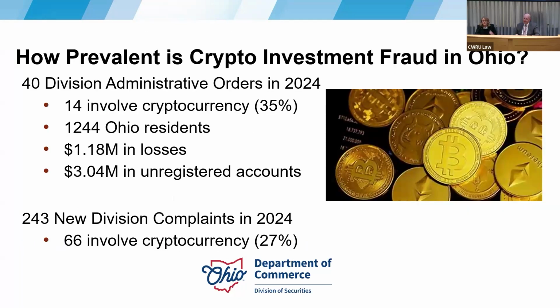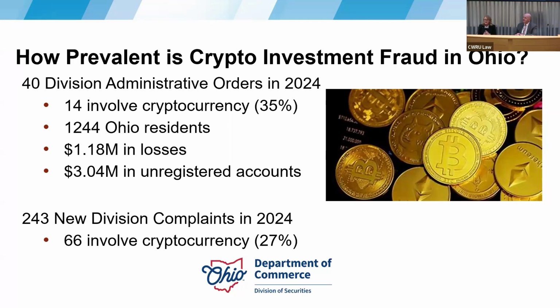How prevalent is it for us at the division? I will tell you, we see the tip of the iceberg, because they have to be a victim first, then they have to know it exists, and they have to reach out to us, then we have to investigate and we have to be able to take an action based on that investigation. So even given all of those parameters, this year to date, we've issued 14 administrative actions involving cryptocurrency. That's 30% of our total administrative actions. Those impacted over 1,200 Ohio residents. There was over $1 million in loss and over $3 million in unregistered accounts.